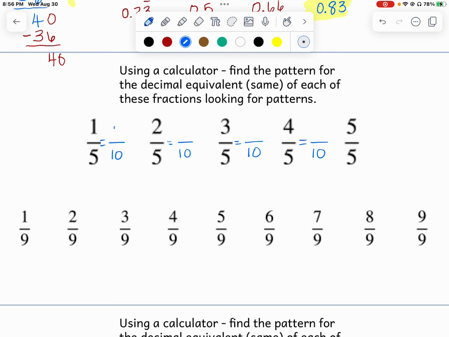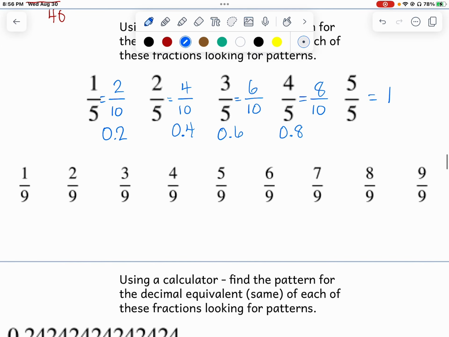All right, 1/5 is the same as 2/10, which is 0.2. 2/5 is the same as 4/10, which is 0.4. See the pattern? 0.6, 0.8, and 1 whole. Now, using your long division, find the pattern here.